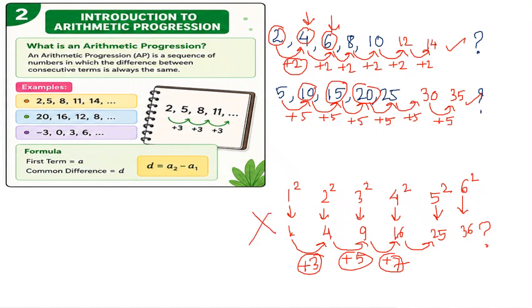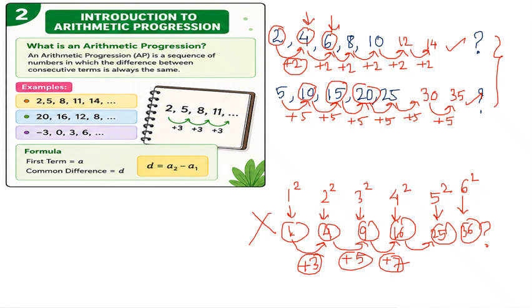Which sequence will not be considered as an AP? 1, 4, 9, 16, 25, 36. And which one will be considered an AP here? This one, where we can see that in each sequence the difference between two consecutive terms is the same, right? Now we will understand what the first term, second term, and so on are.